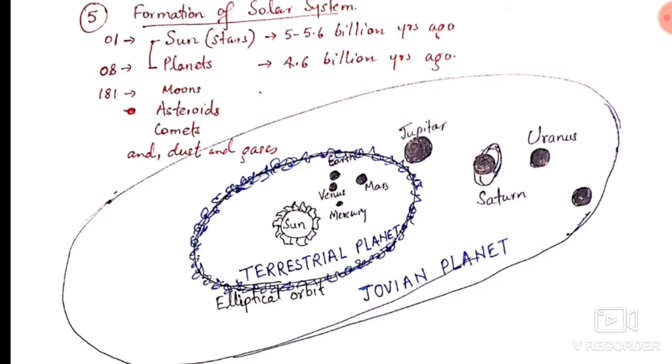Jovian planets comprise Jupiter, Saturn, Uranus and Neptune. These planets are very big in size as compared with the terrestrial planets, and their atmosphere, their structure, their chemical composition is very different from the terrestrial planets.